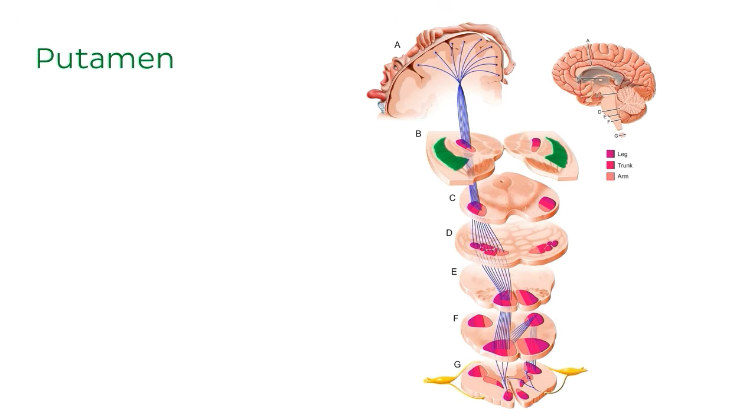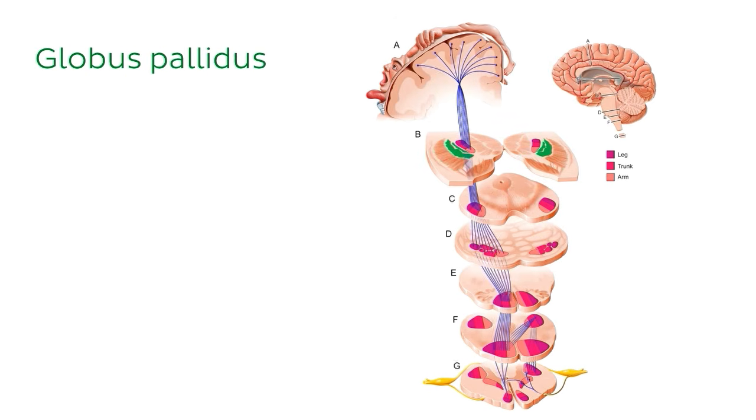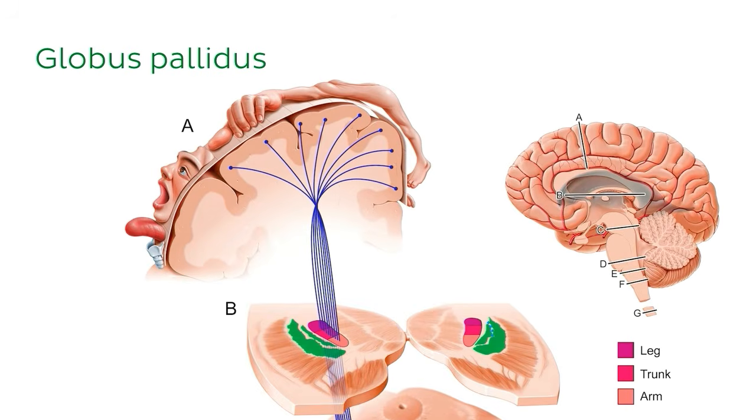The putamen is the most lateral of the basal ganglia, and it's found deep to the insular cortex. The globus pallidus is just medial to the putamen, and a thin strip of white matter called the medial medullary lamina divides the globus pallidus into an internal and external part.